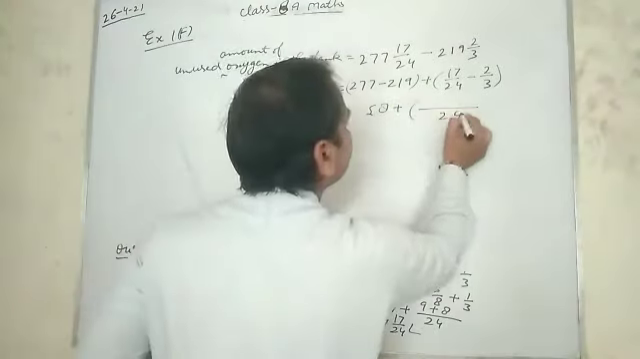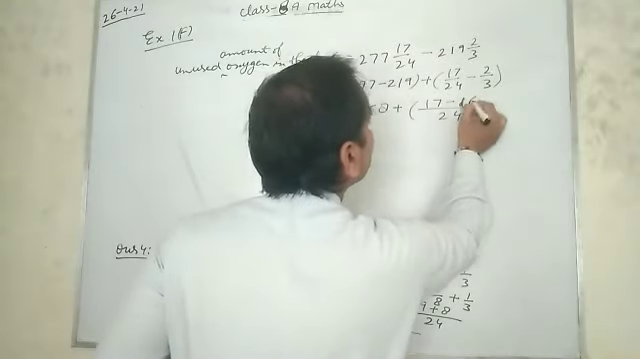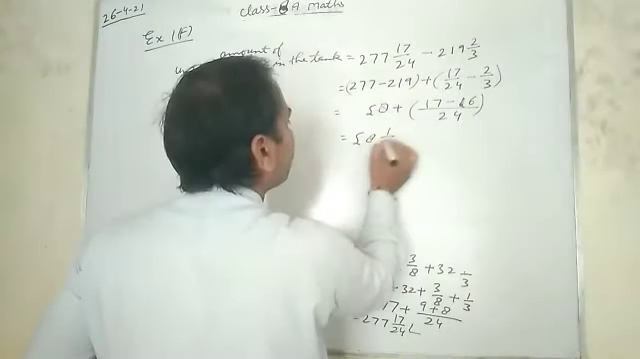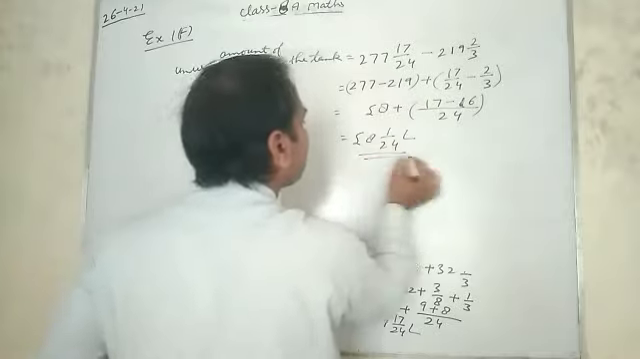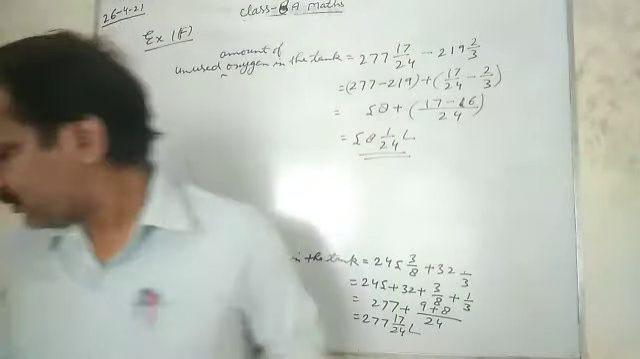Take LCM, 17 minus 16. So 58 1 by 24 liter of oxygen unused in the tank. Okay, then question number 5.